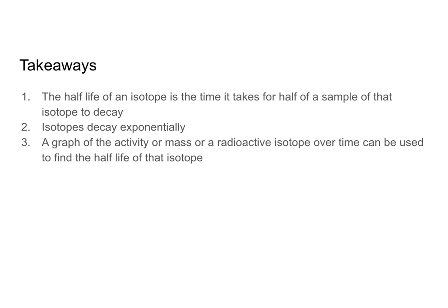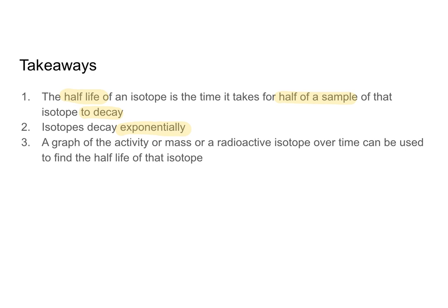So I think that actually brings us to takeaways. So first of all, the half-life of an isotope is the time it takes for half of a sample to decay. Second, we saw in our graphs that isotopes decay exponentially. So after 1 half-life, half of my isotope has decayed. After 2, 3/4 have decayed. After 3, 7/8 of my isotope have decayed, and so on.